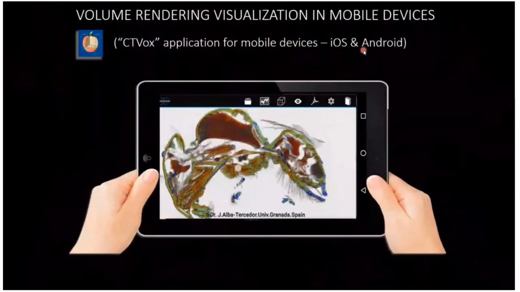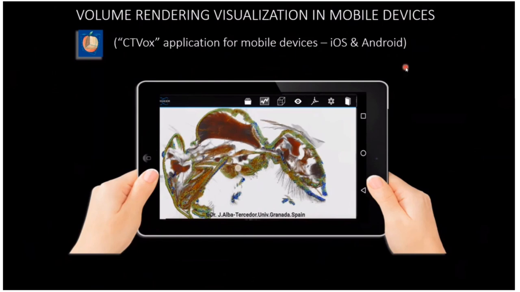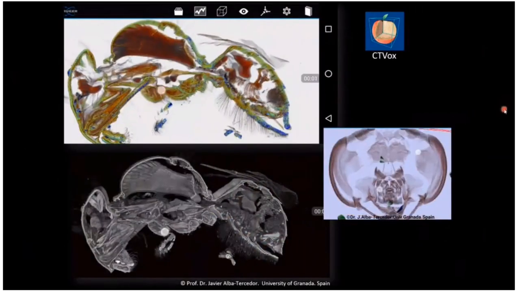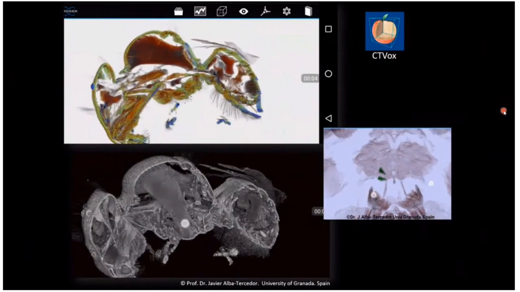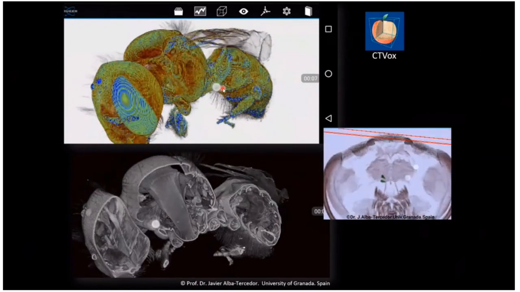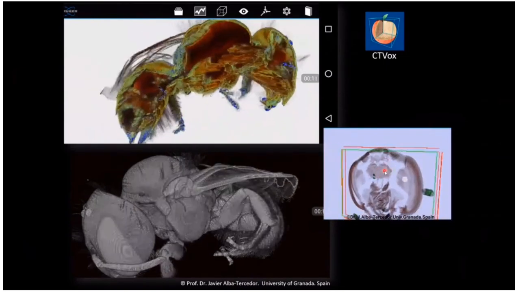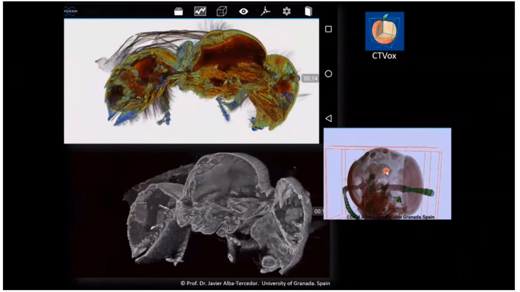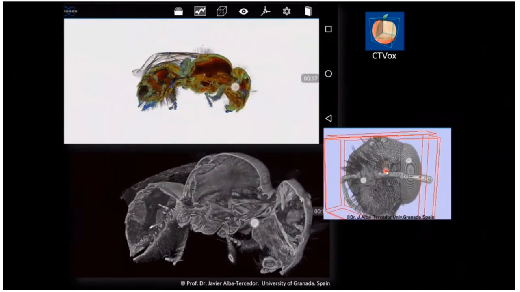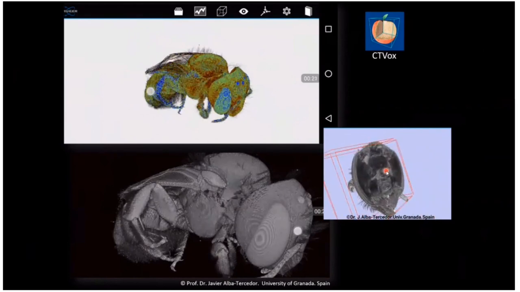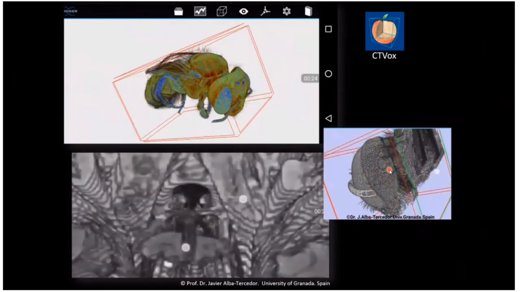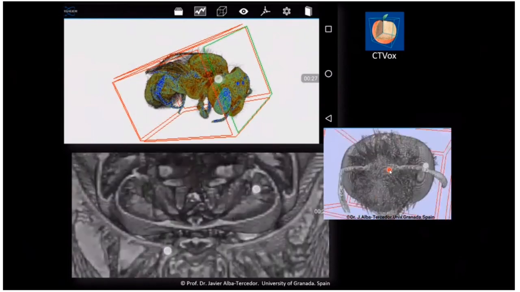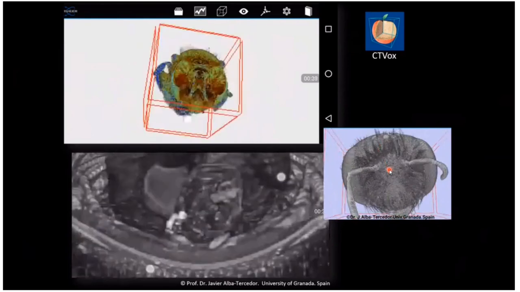And the most important thing is that thanks to CTVox for mobile devices, for iOS and Android, you can get the same result to play with on your mobile device, your tablet, or your smartphone. So look at the same maximum bee observed on my smartphone. This is my finger, how I move to cut. Here is the hair, inside is the brain and so on. So this student can play with it to study anatomy, and even when doing research, I or any researcher can do their study at home, or when traveling on the bus or the underground.